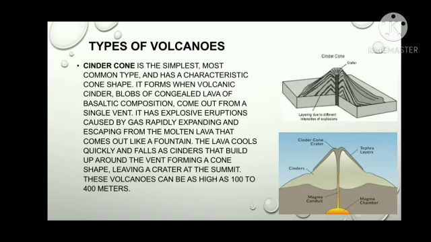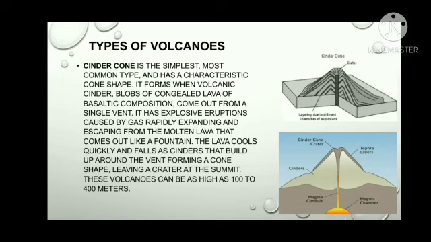So we have the first one, the Cinder Cone. Cinder Cone volcano is the simplest, most common type and has a characteristic cone shape. It forms when volcanic cinders, blobs of congealed lava of basaltic composition, come out from a single vent. It has explosive eruptions caused by gas rapidly expanding and escaping from the molten lava that comes out like a fountain. The lava cools quickly and falls as cinders that build up around the vent, forming a cone shape, leaving a crater at the summit, as you can see in our image.